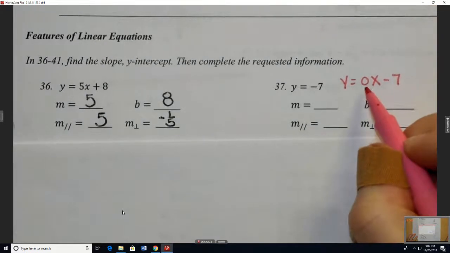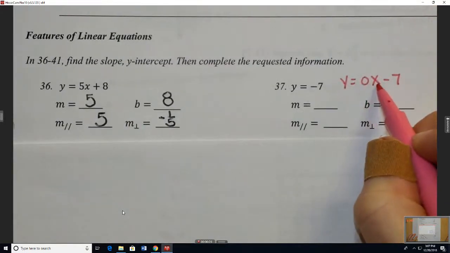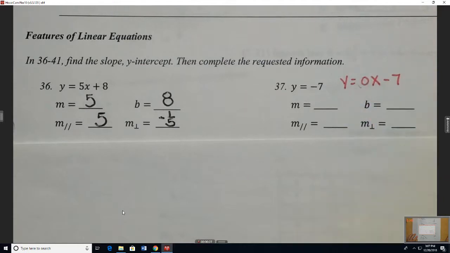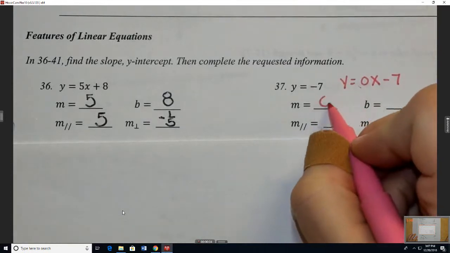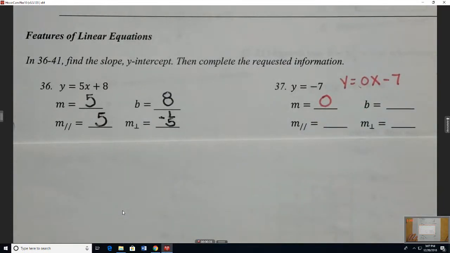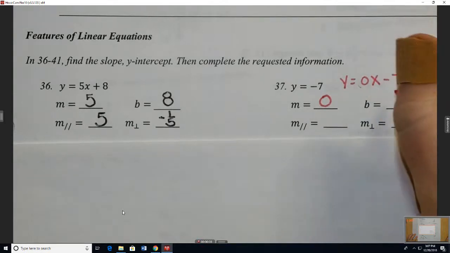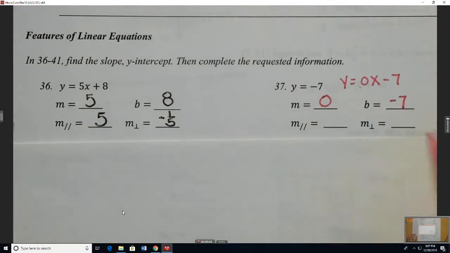HOY, where we have a slope of 0, because 0 times anything is going to make this term disappear. So you can remember HOY tells me that the slope should have been 0. And the b value in this one is -7. So when we graph this line, it's going to make that horizontal line.